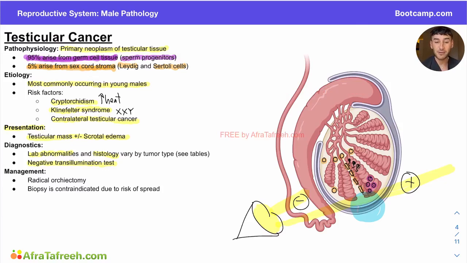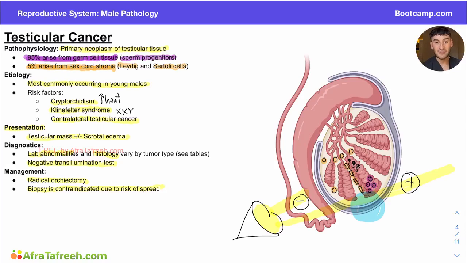We very rarely would ever get a testicular biopsy, and this is because there is a really big risk of seeding the testicular tumor to other parts of the body. So rather than do a fine needle aspiration biopsy or something of the sort, they just take out the entire testicle and that's it. Any histological images you see of testicular cancer are going to be from testicles that were removed using radical orchiectomy, and that's important to know. I just want to highlight here, biopsy is contraindicated due to the risk of spread.